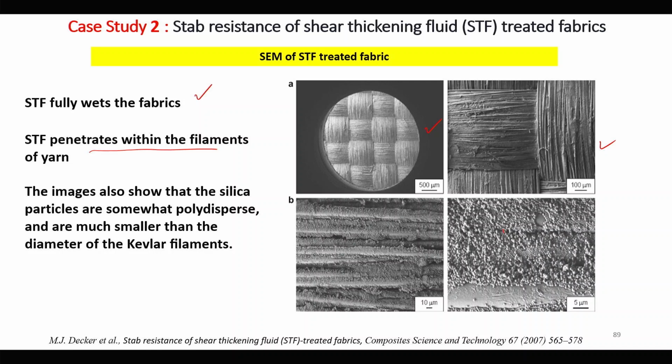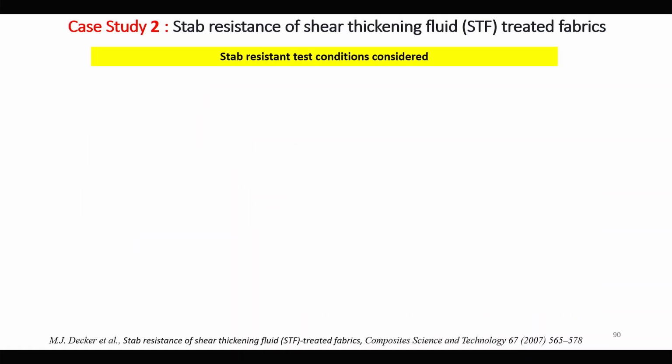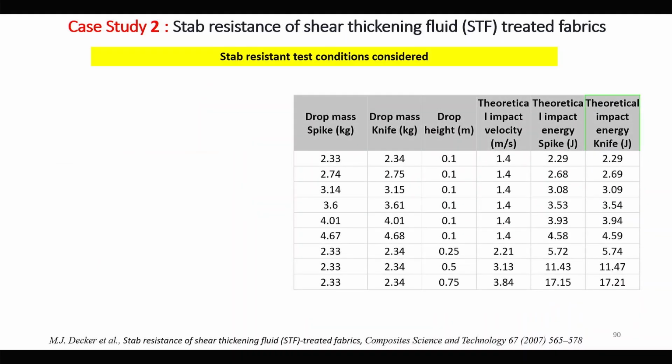This image also shows that silica particles are somewhat polydispersed here. You can see the silica particles are much smaller than the diameter of the Kevlar filament. So, we can see that silica particles are deposited on the Kevlar filament.